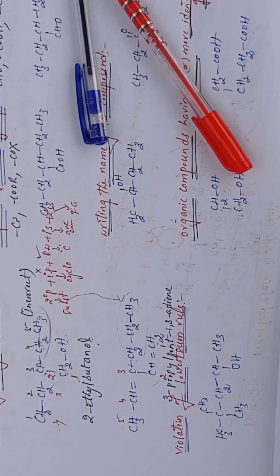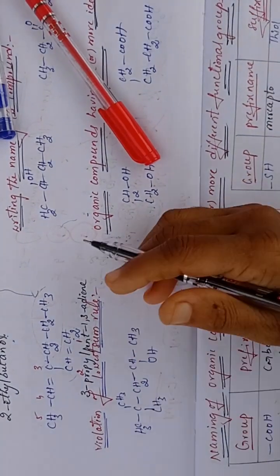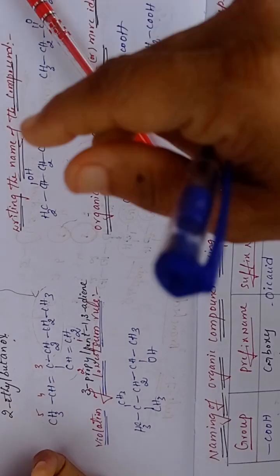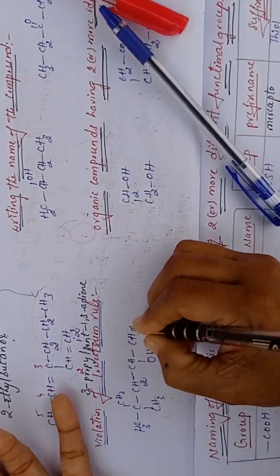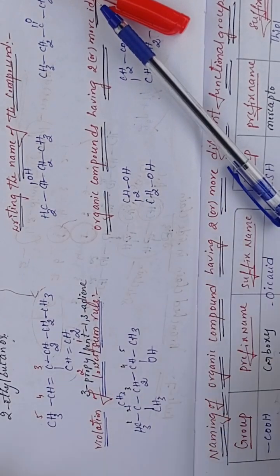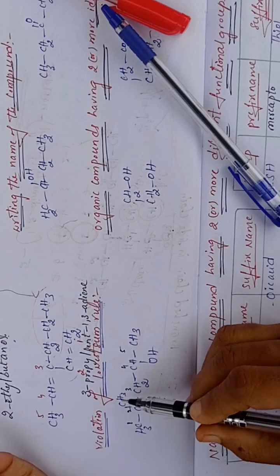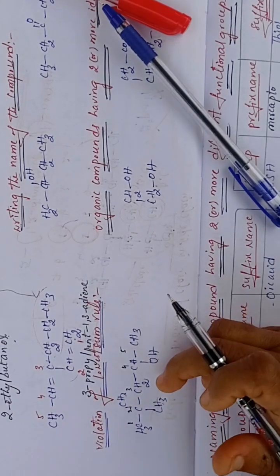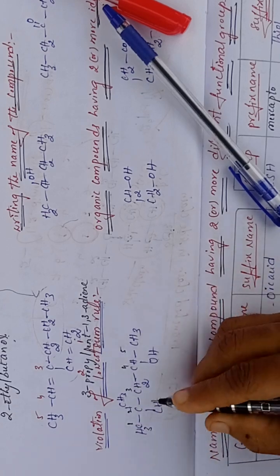Now take the next compound, where we have a violation of the lowest sum rule. Here, I am giving numbering from here, 1, 2, 3, 4, 5 carbons. That means we have to follow the lowest sum rule, because more than one side chain is there. Here one, here one, here one. So that's why we follow the lowest sum rule.